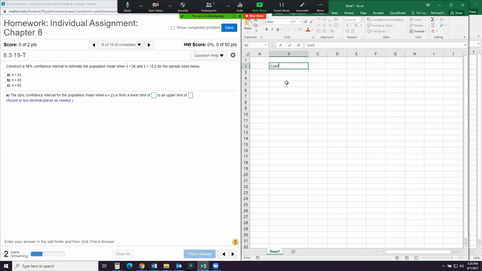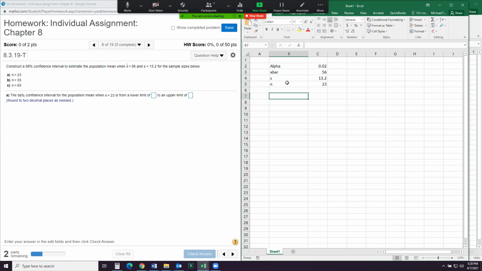I'm going to do my alpha. Alpha is 1 minus the confidence level. So if I have a confidence level of 0.98, my alpha is 0.02. And then my X bar, which is my sample mean, is 56. And my S, which is my sample standard deviation, is 13.2. And then my N, which is my sample size, is going to be different for each one, but we'll start with the first one, which is 23.